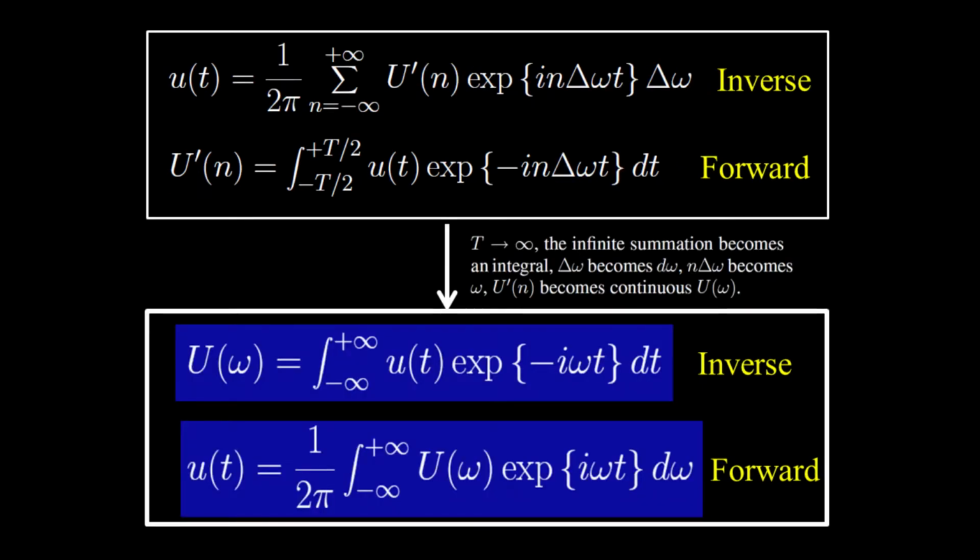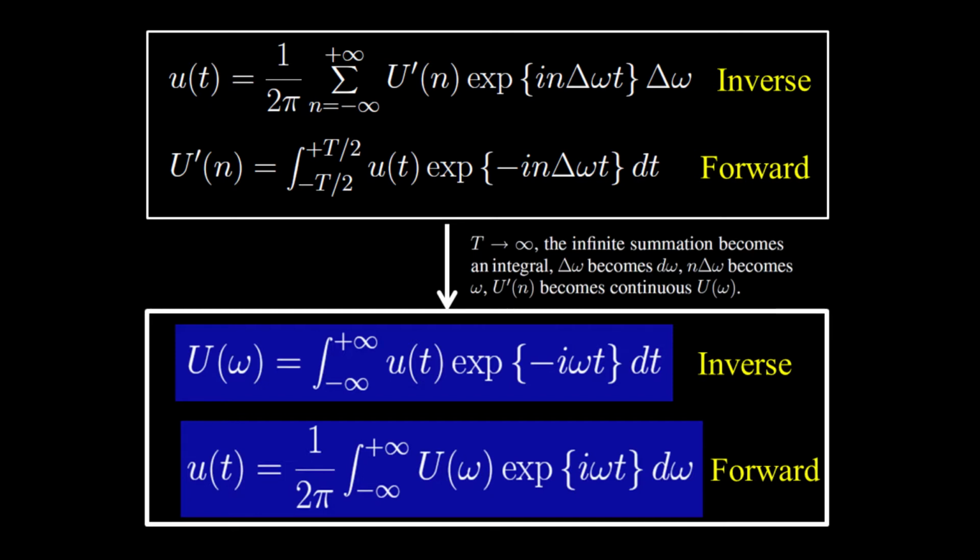The final step in obtaining the Fourier transform of a non-periodic function is to take the limit of both inverse and forward Fourier transforms of periodic functions as the period uppercase T goes to infinity. In the limit, the infinite summation in the inverse Fourier transform becomes an integral. Delta omega becomes d omega, and n delta omega becomes omega.